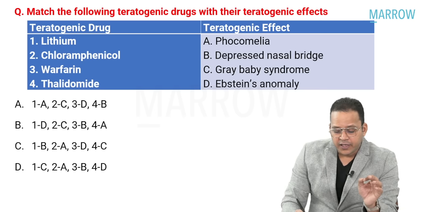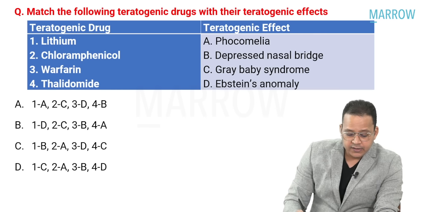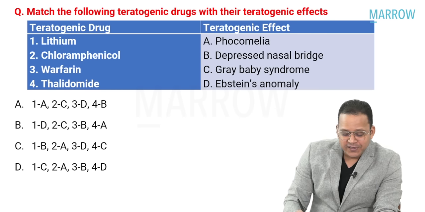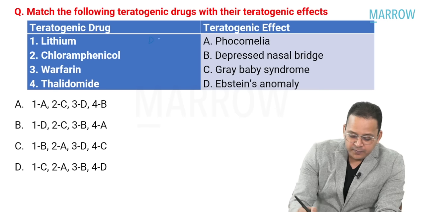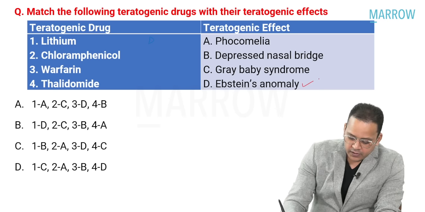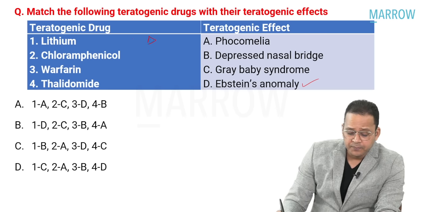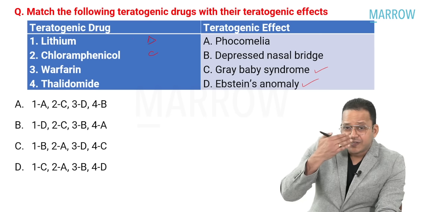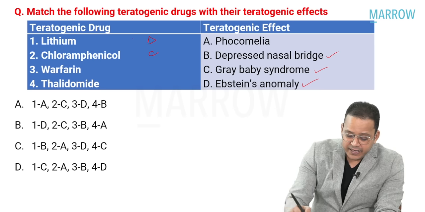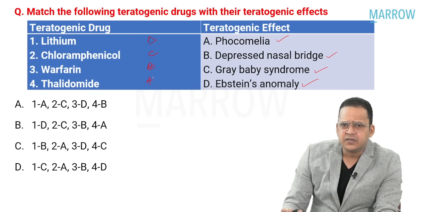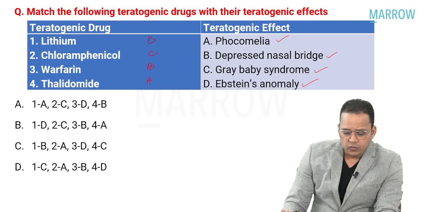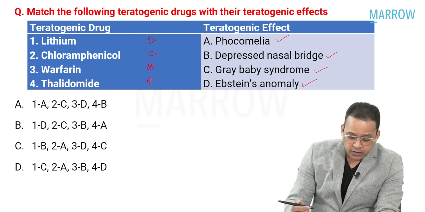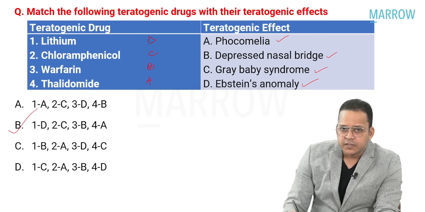All right, match the following teratogenic drugs with their teratogenic effects. Again, not a difficult one, as I said. Lithium, 1D, it causes Ebstein's anomaly. Chloramphenicol, gray baby syndrome, so 2, it is C. Warfarin can cause nasal hypoplasia or depressed nasal bridge. Thalidomide causes phocomelia. All of them we have discussed. It's a very easy one. So 1D, 2C, 3B, 4A. Option B. Simple one, right?